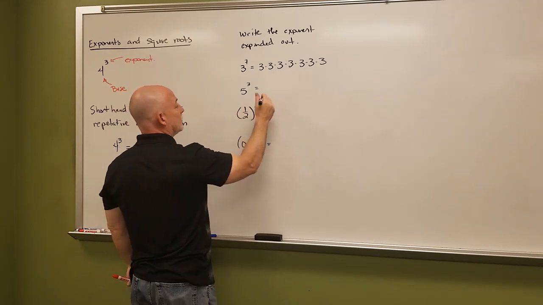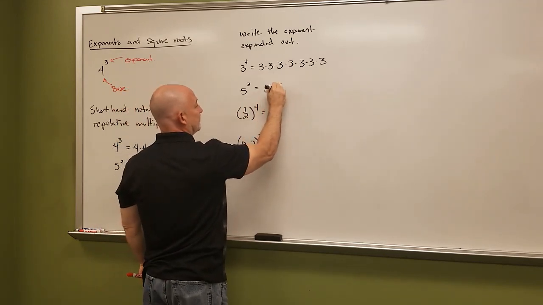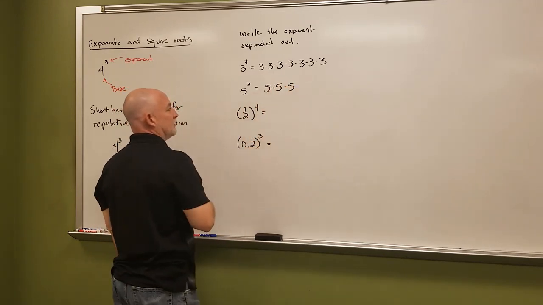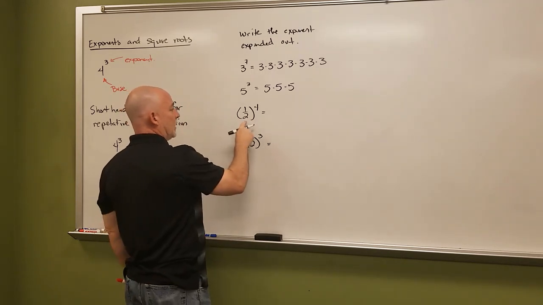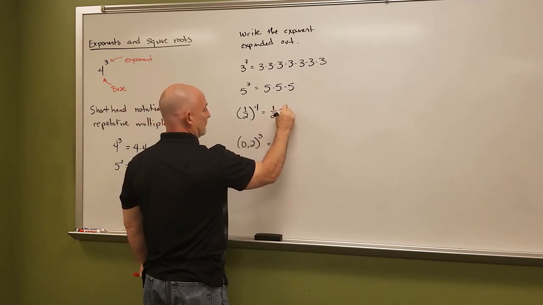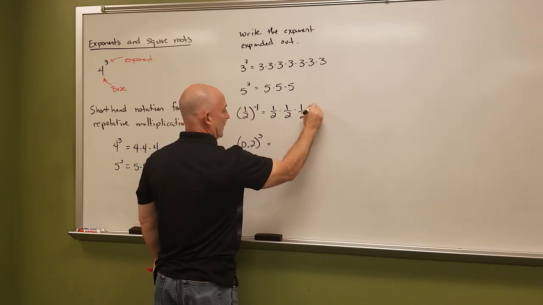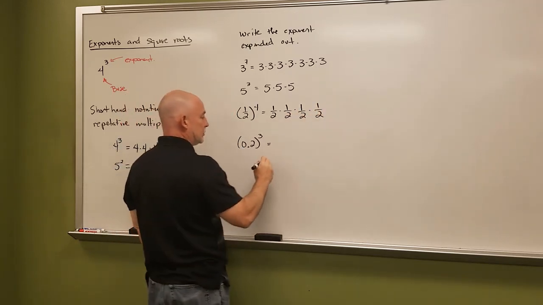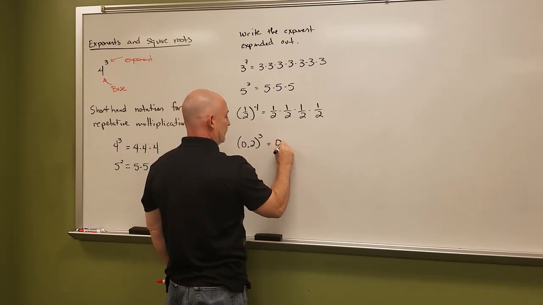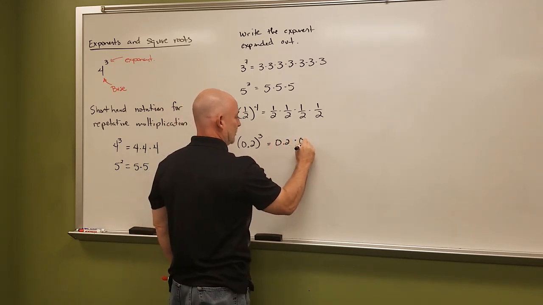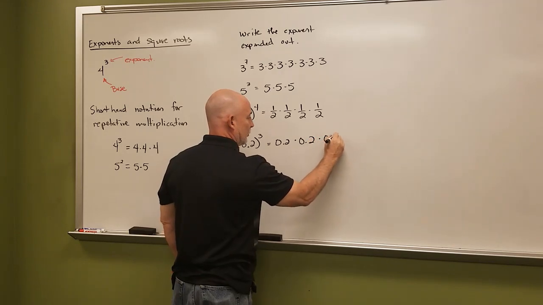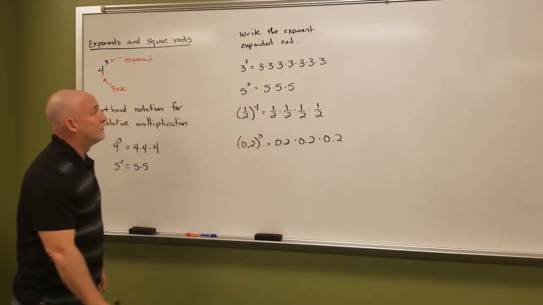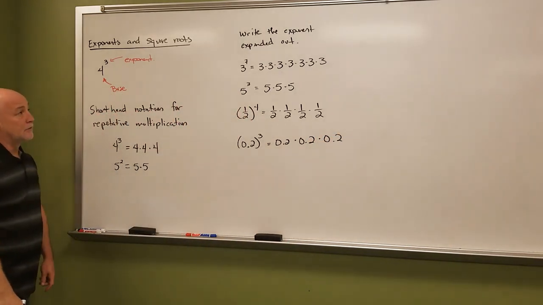All right, 5 to the third would be what? 5 times 5 times 5. 5 times itself 3 times. And 1/2 to the 4th is, well, 1/2, 1/2, 1/2, and 1/2. And of course, 0.2 to the third would be 0.2 times 0.2 times 0.2. Okay, so that would be the expanded notation.